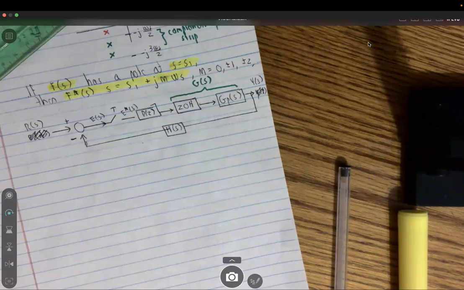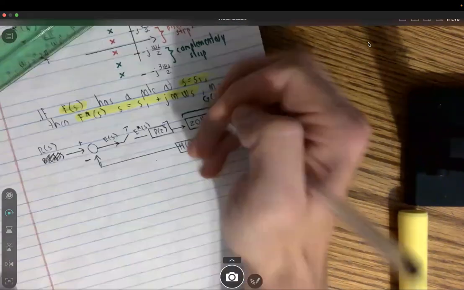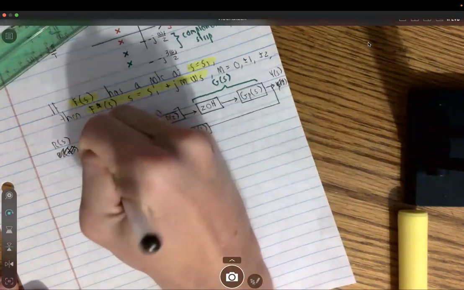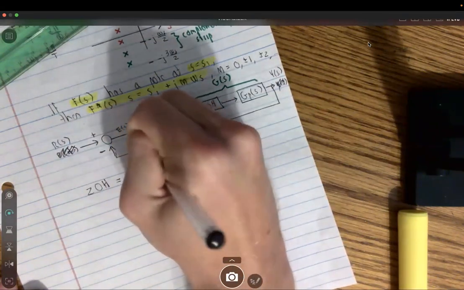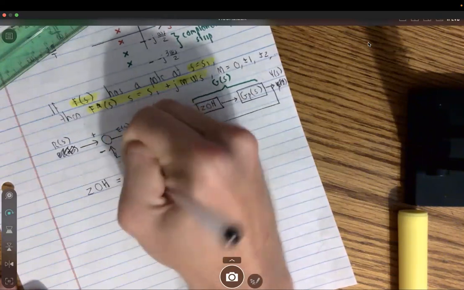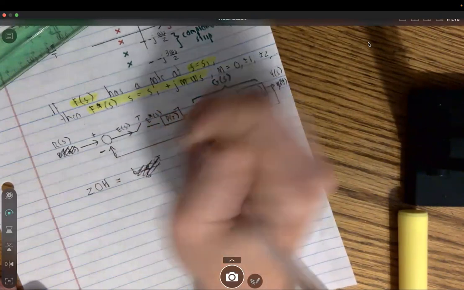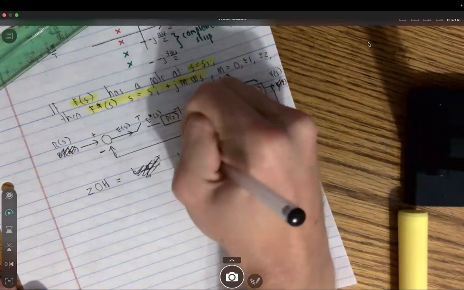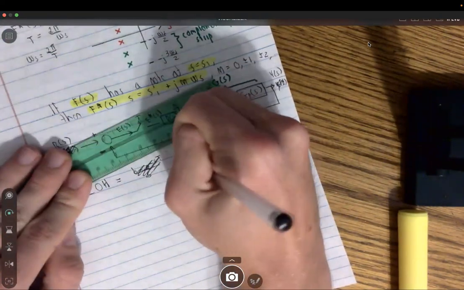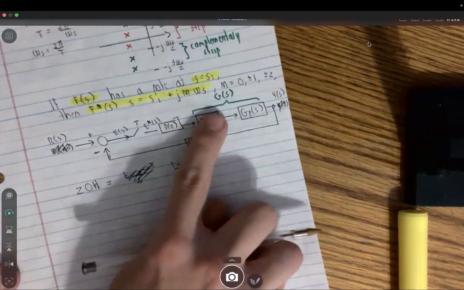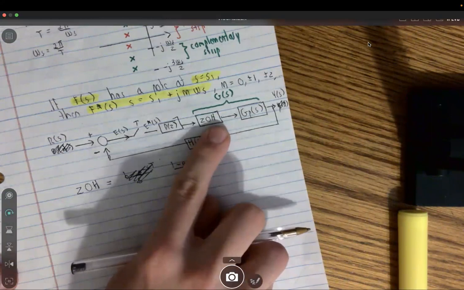For instance, if we have our zero order hold, a lot of times it's just going to be 1 minus e to negative sT all over s. That is your zero order hold. Sorry, I wrote that pretty badly. So it's 1 minus e to negative sT all over s. There you go. That's a better definition, but that is what is happening within your zero order hold here.